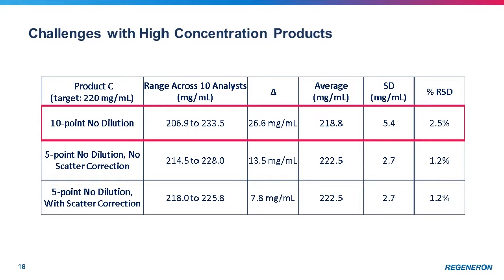So we can see that the 10-point method in this case produced the highest delta concentrations across the range, along with the highest RSD and the higher standard deviation. The 2 5-point methods, on the other hand, were able to produce a much tighter range across all measurements and a much lower overall variability at only 1.2% RSD and 2.7 mg per mil standard deviation. It can also be noted here that scatter correction did not impact our final results for this product, as both measurements resulted in the same average reported concentration. This is where we go back to having to assess scatter correction for each product to determine if it's appropriate.